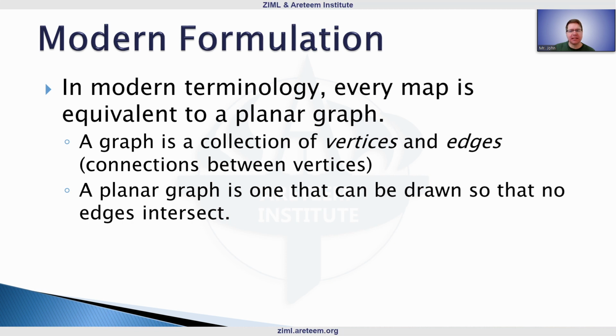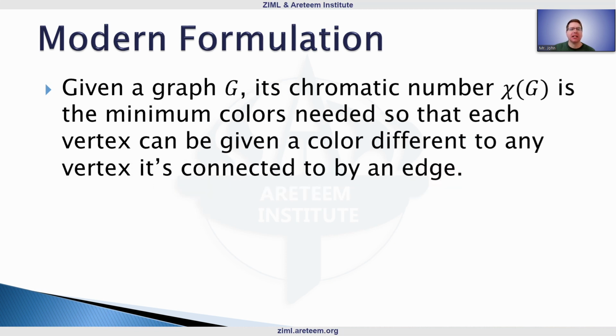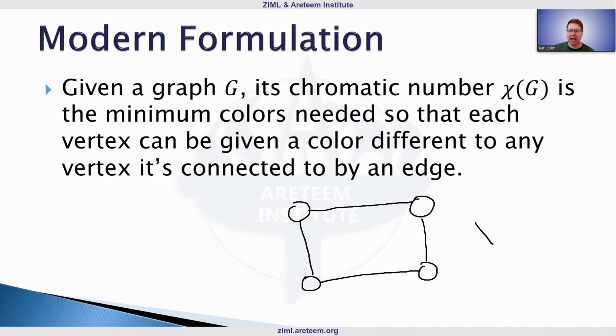Now, what is the coloring part? Given a graph G, its chromatic number is the minimum colors needed so that each vertex can be given a color different to any vertex it's connected to by an edge. So for example, if we just look at a very simple graph, maybe a square with all of the edges connected along the way, if this is our graph G, then chi of G would actually be 2 in this case.